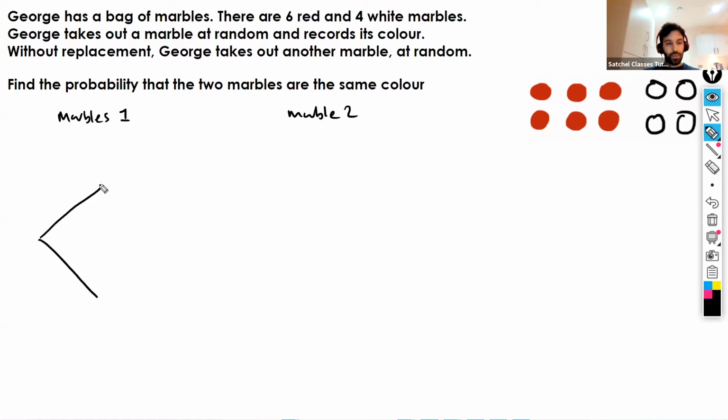So if I start by drawing my tree diagram, we have 6 red and 4 white. So 6 out of 10 will be red and 4 out of 10 will be white. And then once he takes out the second marble, once again, the second marble will be either red or white.